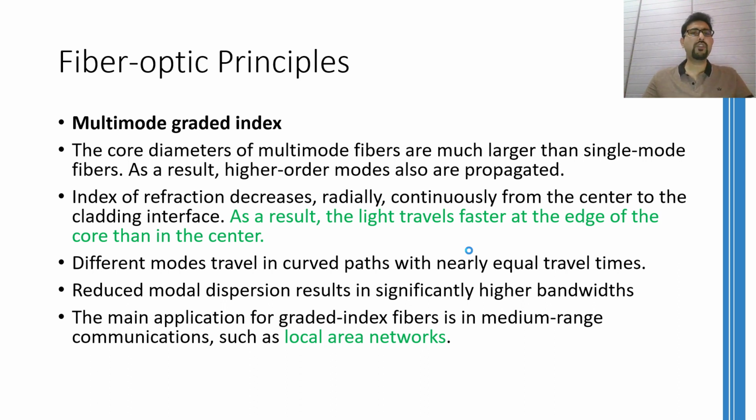Therefore, different modes will take a curved path, and the modes which are traveling mostly near the edge of the core will travel faster, and the modes which are traveling near the center of the core will travel slower. So the slow moving modes will travel the shorter distance, whereas the fast moving modes will travel the larger distance, and they will reach the other end at approximately the same time. This will cause a considerable reduction in the modal dispersion.